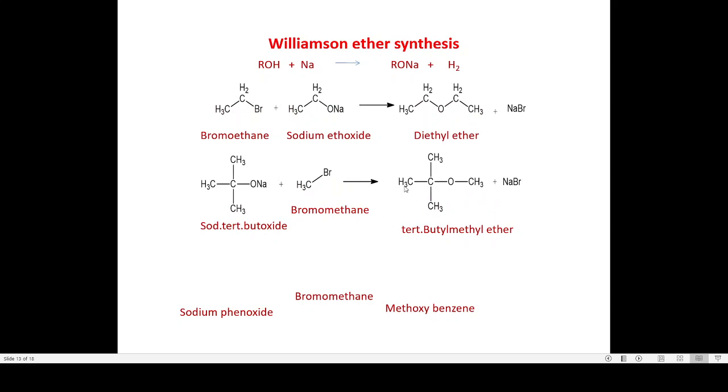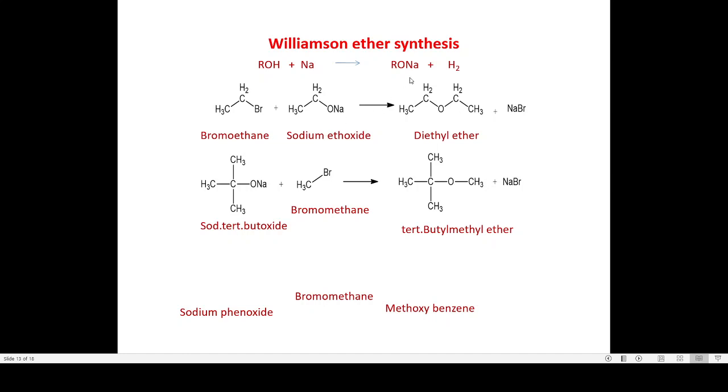Coming to the steps, or a few examples, for the Williamson ether synthesis. The first step will tell us how a sodium alkoxide is formed. Here we take an alcohol and make it react with sodium. Correspondingly, sodium alkoxide is formed.